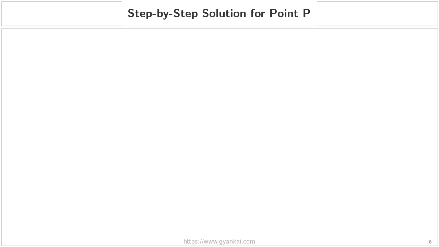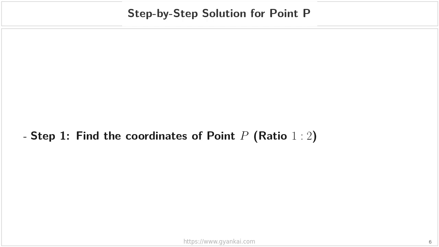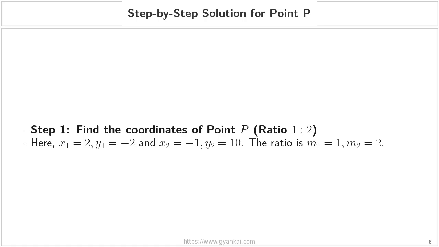Step-by-step solution for point P. In step 1, our goal is to find the coordinates of the first point, point P, as we discussed earlier in the lesson. To find this first point, we need to use the ratio of 1 to 2. Let's identify our values first. Looking at our starting point A, we have x sub 1 equals 2 and y sub 1 equals -2. For our ending point B, we have x sub 2 equals -1 and y sub 2 equals 10. And, as we established, our ratio values are m sub 1 equals 1 and m sub 2 equals 2.